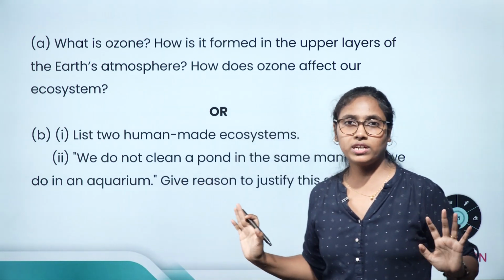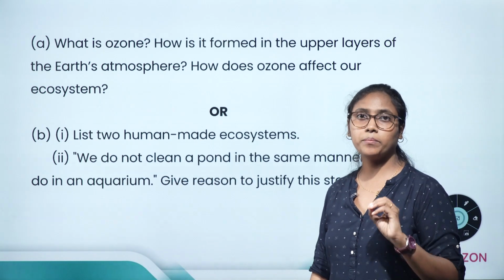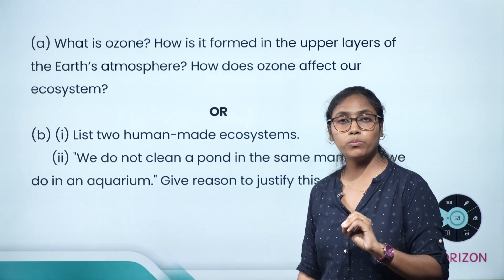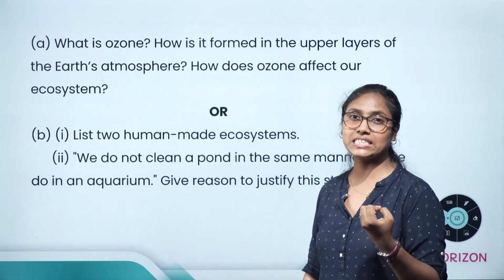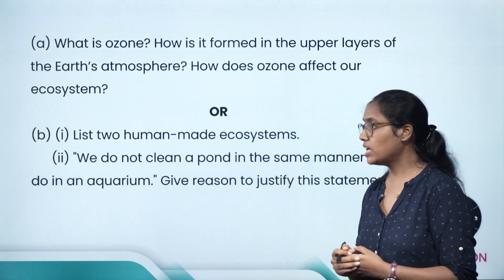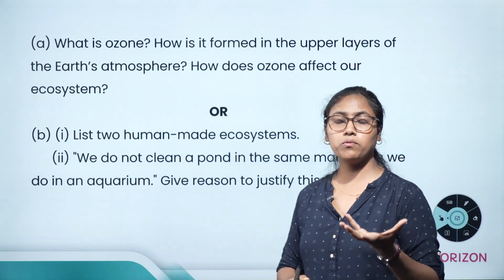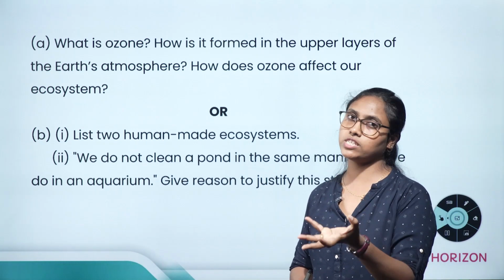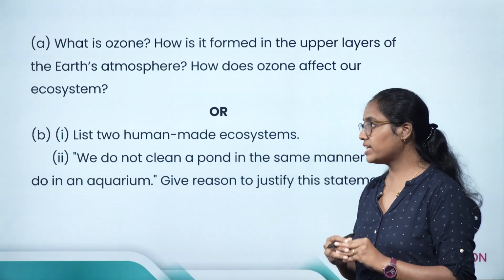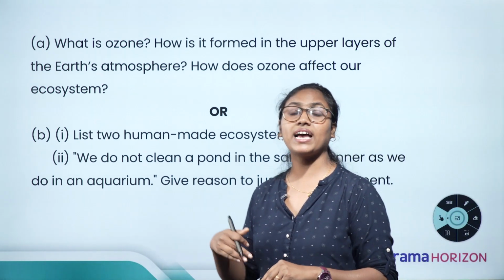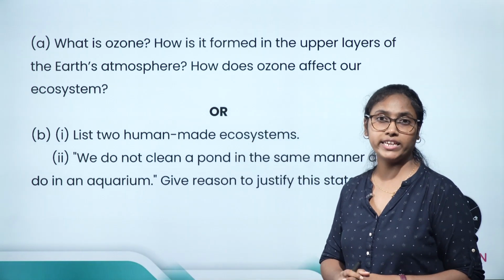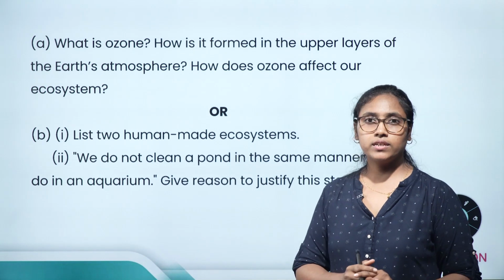We know that we do not clean a pond. Why? Because a pond has its own decomposers. Decomposers are the ones that clean the ecosystem. But in an aquarium, what do we keep? We keep fishes, we keep some plants, we do not add decomposers in them, right. So, the waste that is generated in an aquarium has to be cleaned because there are no decomposers there to self clean the ecosystem.